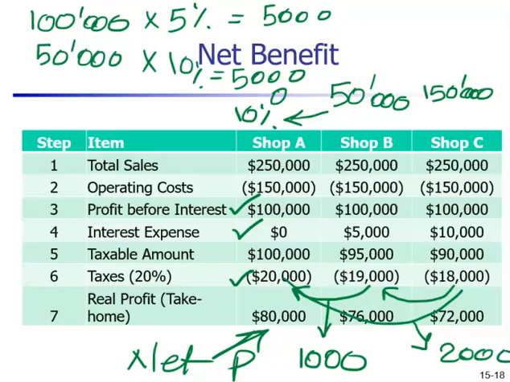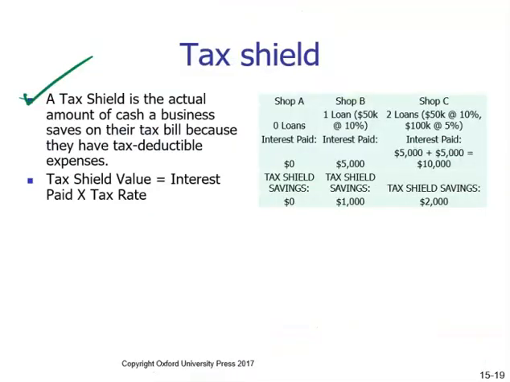Okay, but if you don't like this way and you want to do it in a classic way, let's go here. The formula for the tax shield value is the interest paid times tax rate, because you are not going to pay tax on the interest paid. So with this formula, we are going to check. Shop A, 0, because they don't have any loan. Shop B, how many loans? 1 loan.